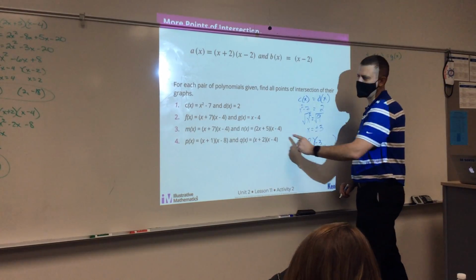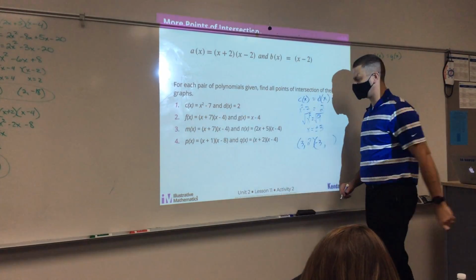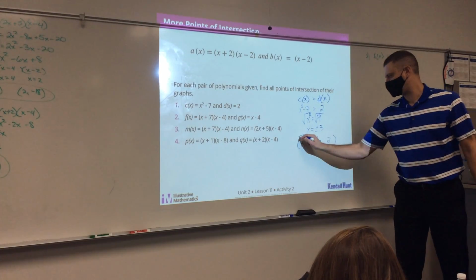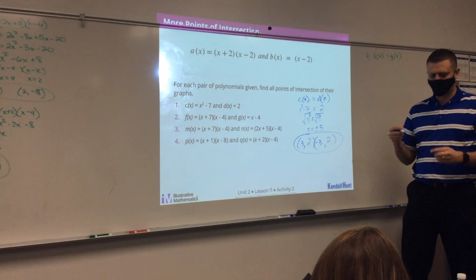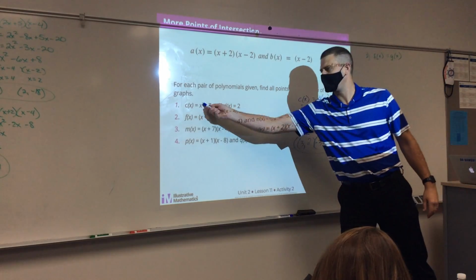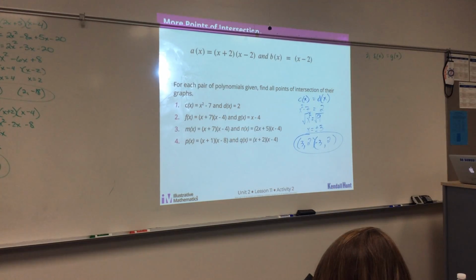Let's take negative 3, plug it in. What's negative 3 squared minus 7? 2. Also 2. These would be the two coordinates where those graphs intersect each other. Which it should make sense.